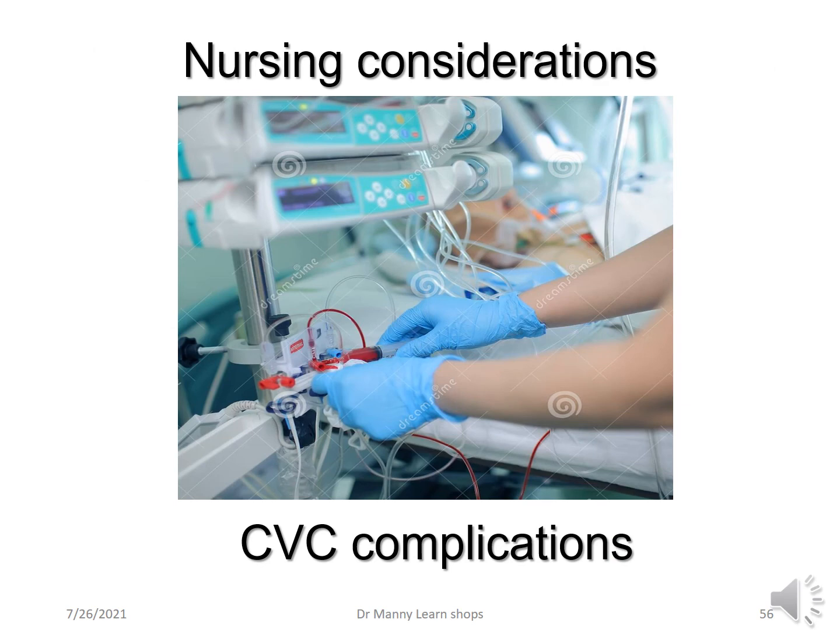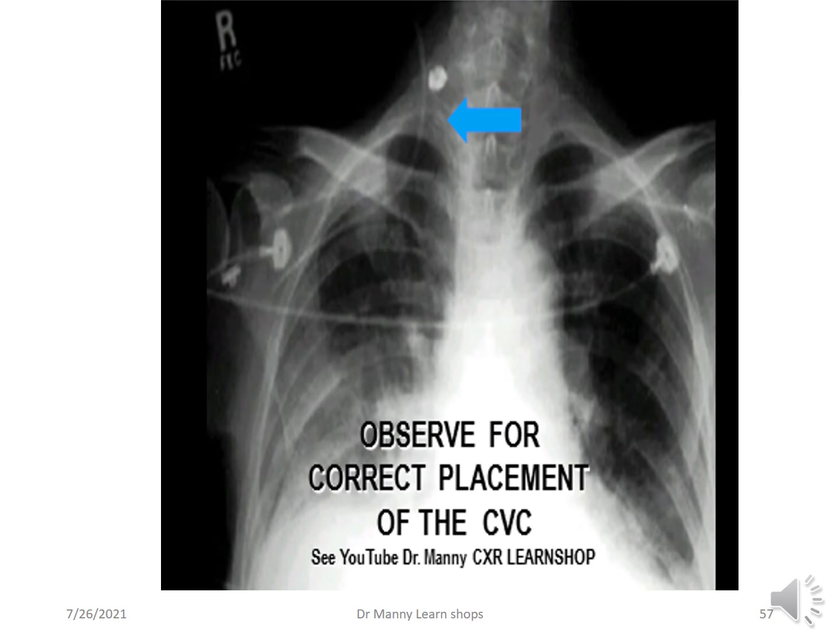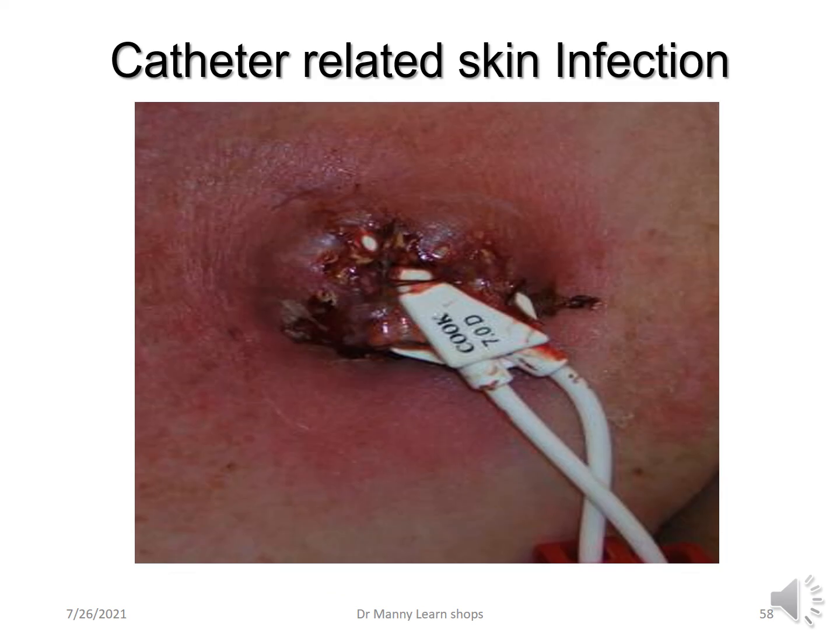So what are the nursing considerations? So we're looking at complications really with the central venous catheter. So you have to observe that the catheter is in the correct place, and you need to be able to read a chest x-ray. There's also a chest x-ray Learn Shop for those of you that are interested in observing correct catheter placement. Then you've got infection.